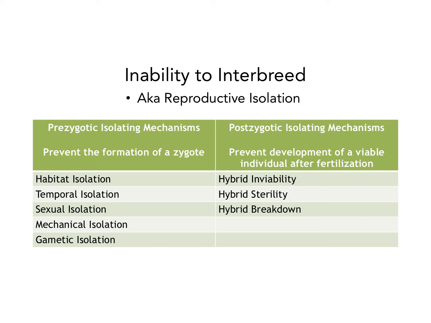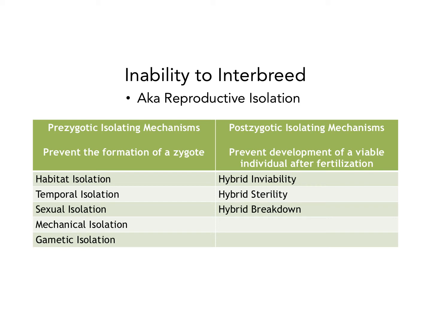Now, hybrid breakdown is a little bit different in the sense that the F1 is typically viable and also fertile, but future generations are less fit. This is also known as hybrid vigor. So you get this kind of breakdown in the ability of these animals to reproduce in the future.